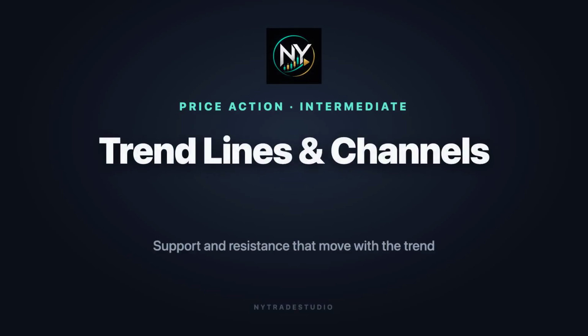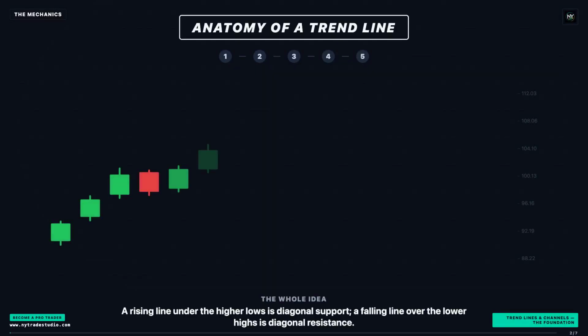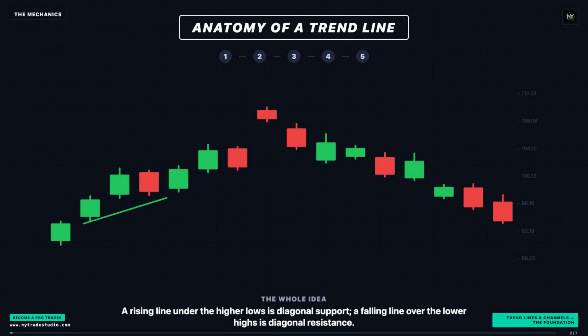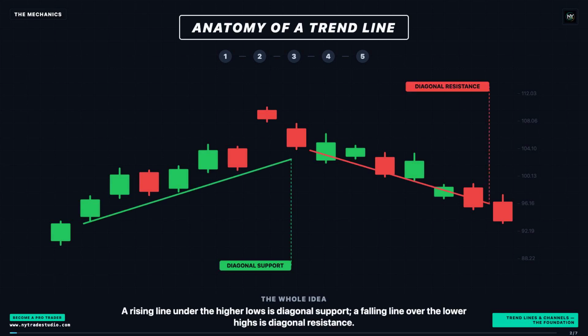You already know price stops at flat floors and ceilings, but markets trend, and when they do, support and resistance start to slope. The diagonal line that catches those rising lows or caps those falling highs is called a trend line, and a pair of them forms a channel, a sloping lane that price travels inside.